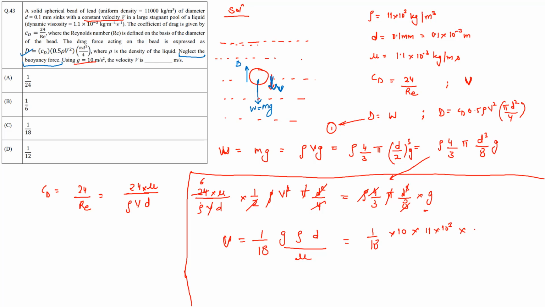D is 0.1 into 10 to the power minus 3, and mu is 1.1 into 10 to the power minus 3. So if you solve this, this 10 and this 0.1 will cancel out. This 10 to the 3 and 10 to the minus 3 will cancel out.